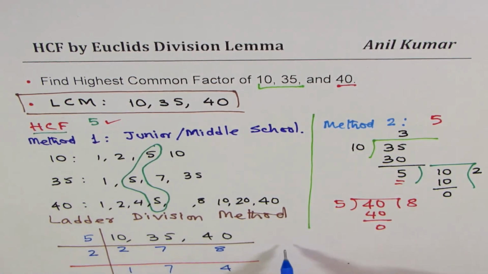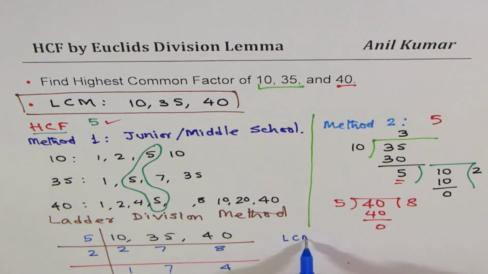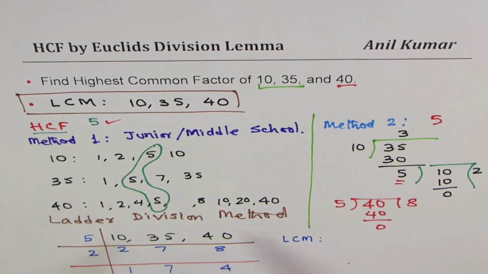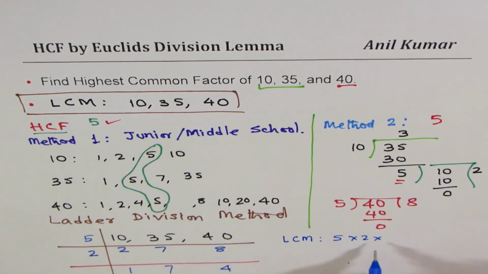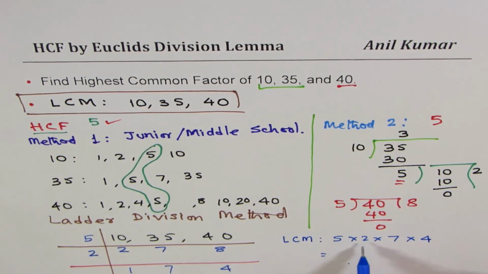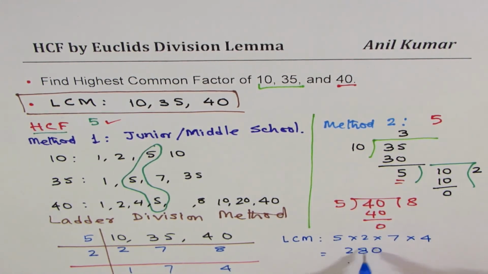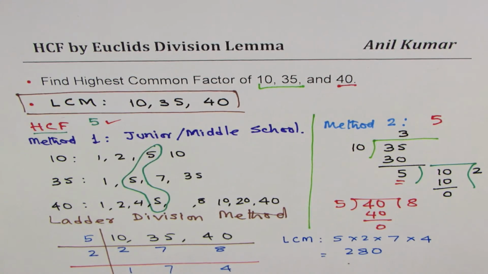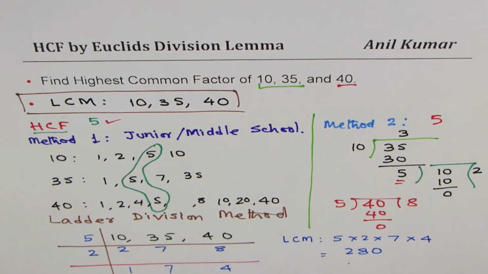Now clearly the LCM, lowest common multiple, which has to be greater than or equal to the maximum of these, is 5 times 2 times 7 times 4. Is it okay? So that becomes the LCM, which is 10 times 4 is 40, and 7 times 40 is 280. So 280 becomes the LCM. Perfect. So that is how you could find LCM also.